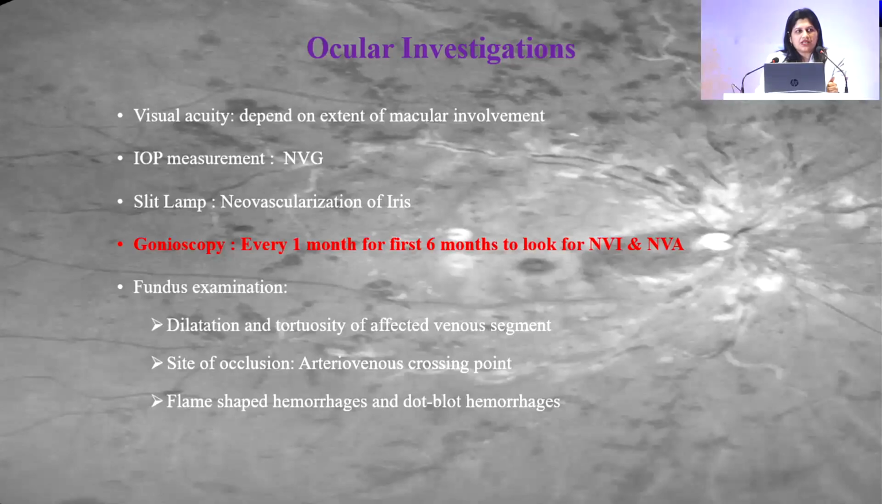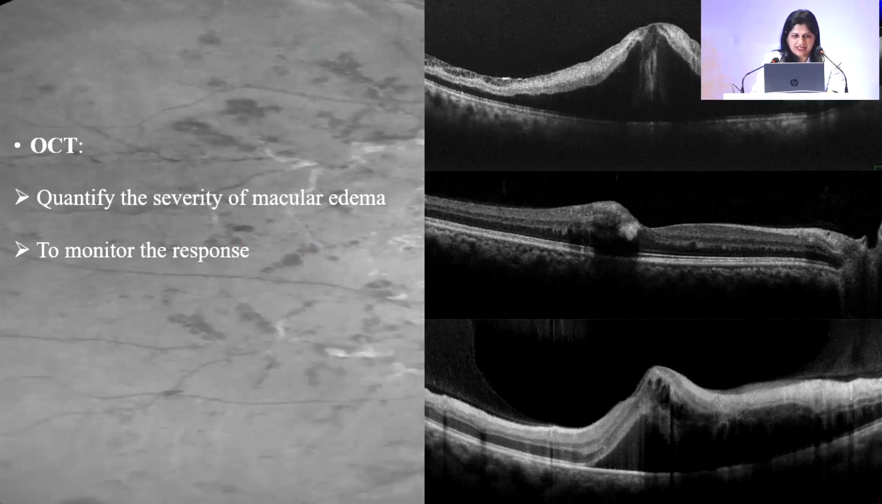IOP measurement is equally important, and equally important is gonioscopy. Even if there is no neovascularization at the angle, gonioscopy should be repeated every month for the first 6 months as it can develop later. Fundus examination should be done after dilating the pupil, and it should be with indirect ophthalmoscopy. Look for dilatation and tortuosity of the affected venous segment, what is the site of the occlusion, and also what are the types of the hemorrhages you are seeing.